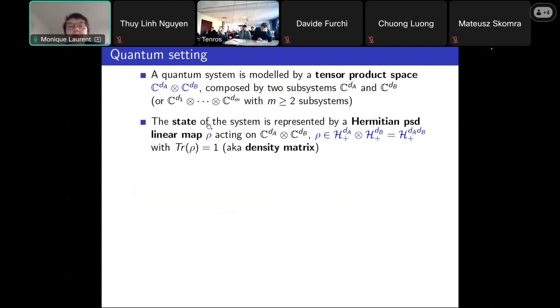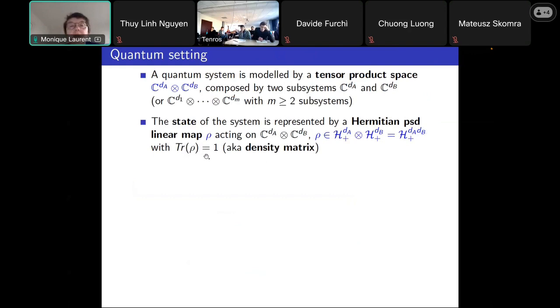What is the state of a system? It's represented by a Hermitian positive linear map, rho, which is acting on the tensor product space. So rho usually represents the state of the system. It's Hermitian positive semidefinite. So you may write it like this. This is the set of Hermitian positive semidefinite matrices of size dA, tensor the set of Hermitian PSD matrices of size dB, which is isomorphic to the set of Hermitian positive semidefinite matrices of size dA dB.